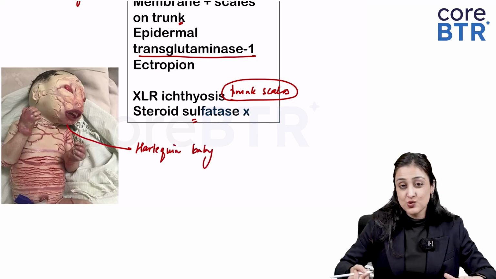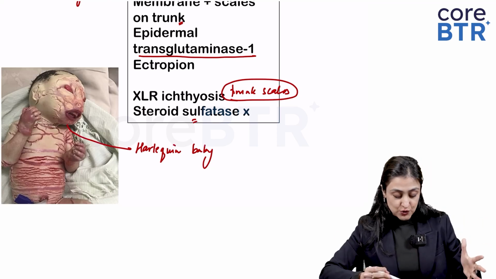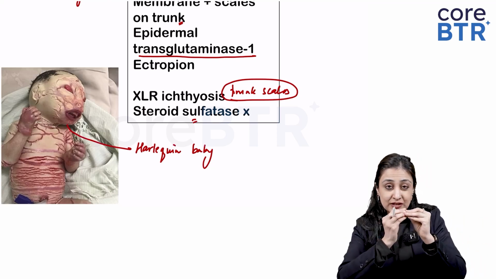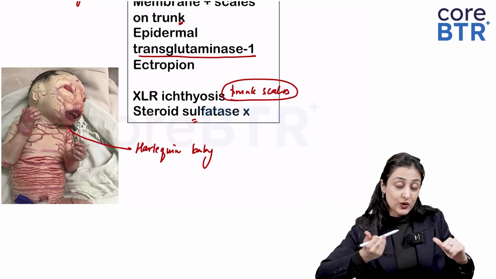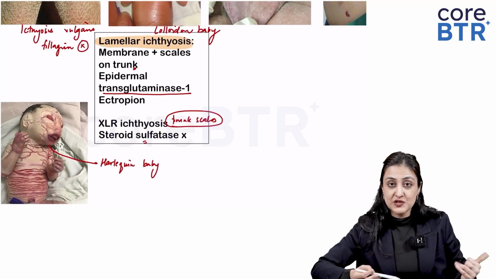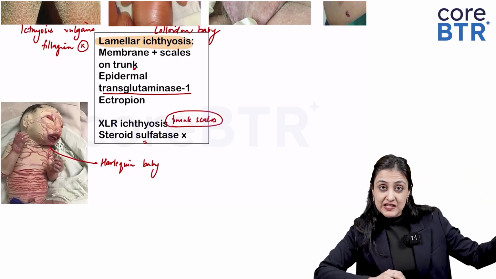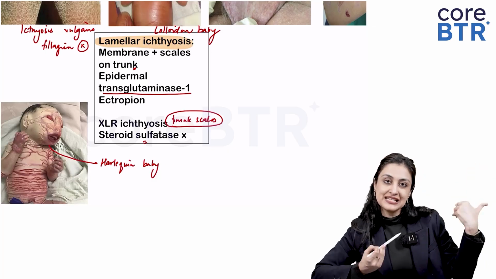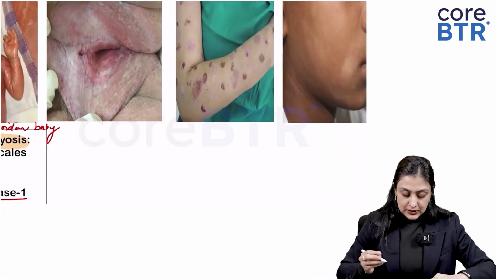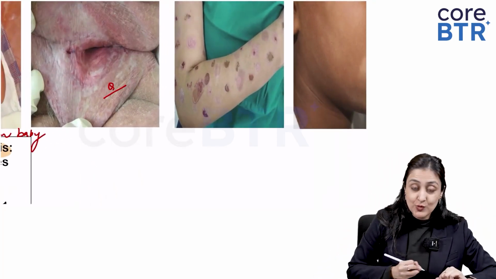Most of these babies don't really survive because they have absolutely complete peeling of skin once this happens. So a lot of third space losses. So vulgaris, lamellar, X-linked, harlequin. This was asked. NEET 25.